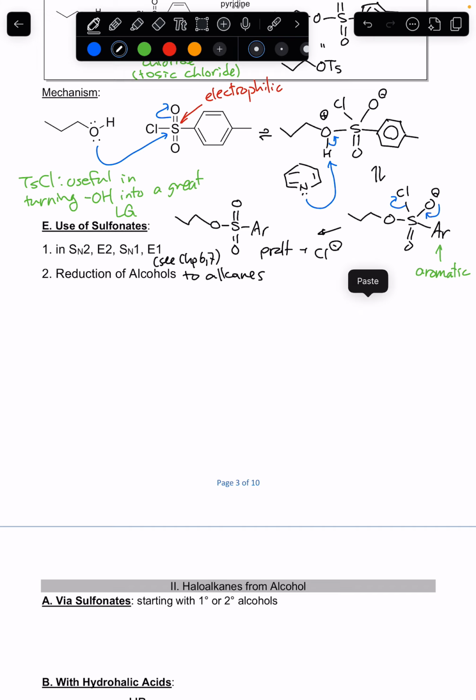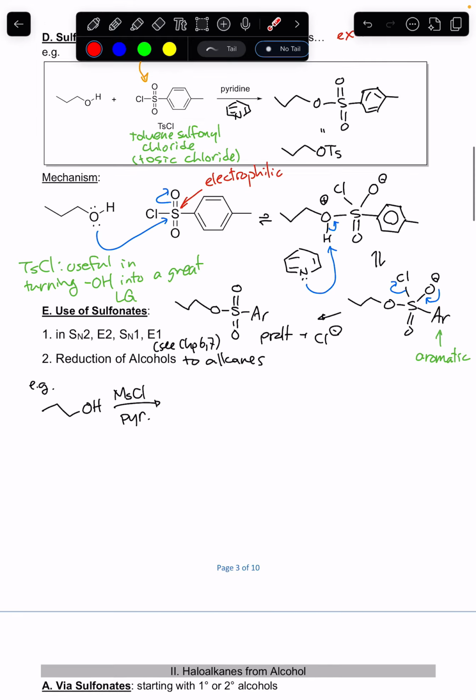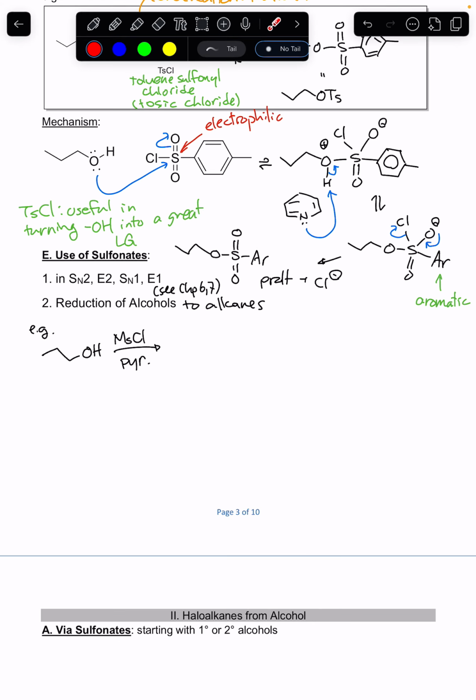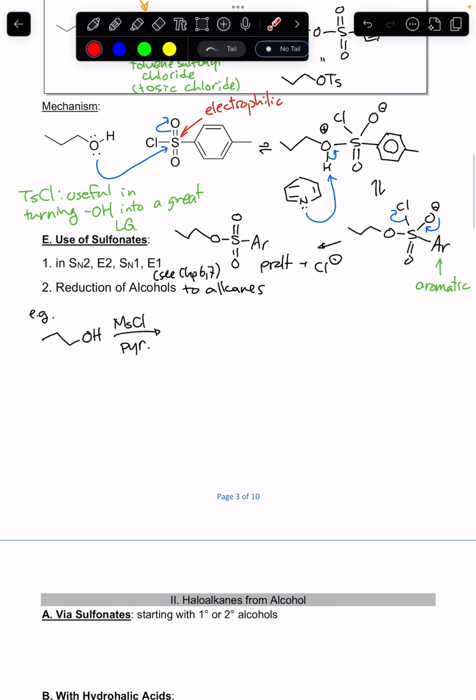Okay, so here's an example. Let's say you have this alcohol that you want to turn into propane, the alkane. That's kind of an expensive way to make an alkane, but one of the things you could do is make it into a sulfonate. And the second thing we've already encountered, that's short for pyridine, but this top thing is mesylate for short.